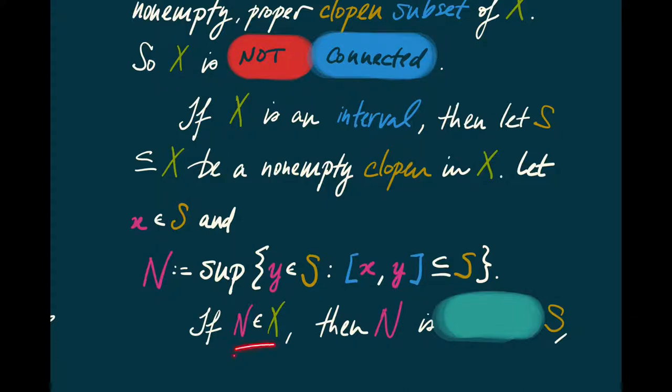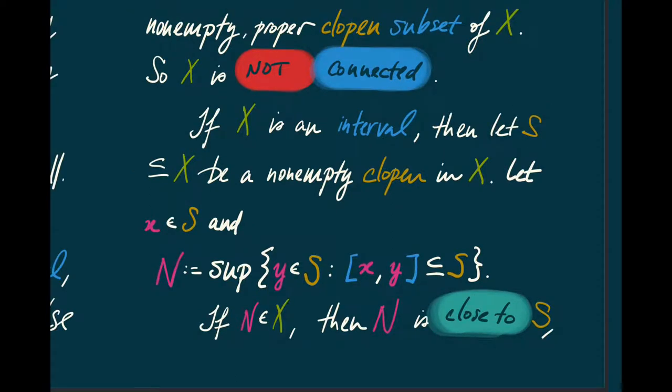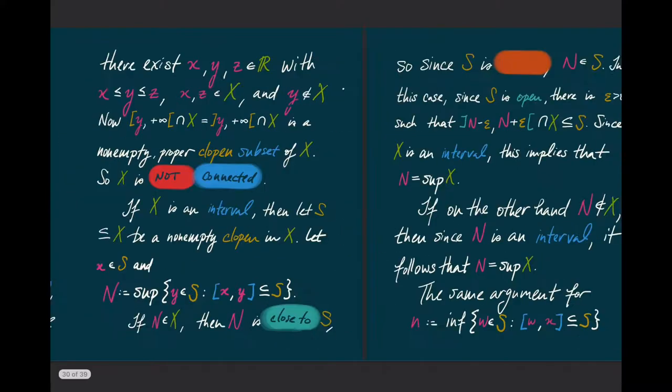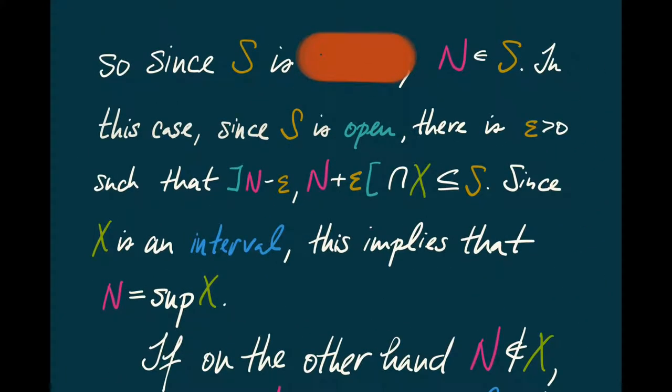Well, first, if N is an element of X, then N must be close to our S. But if N is close to our S, let's remember that S is closed, so therefore N is contained in S. On the other hand, S is also open. That means that there exists an epsilon greater than zero, such that the open interval from N minus epsilon to N plus epsilon, when intersected with X this time, is contained in S. Now, X is an interval, so that implies that in fact N is the supremum of X.